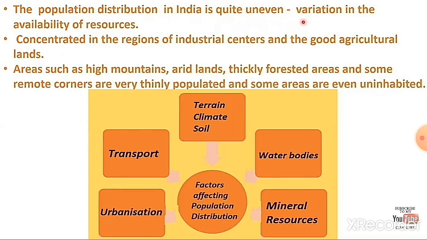In certain areas, the people will be concentrated more. Areas such as high mountains, arid lands, and thickly forested regions are thinly populated. The factors affecting population distribution are climate, soil, water bodies, mineral resources, urbanization, which means the city areas, and then transport. These are the basic things for humans, so based on that only the people will be settled in that area.